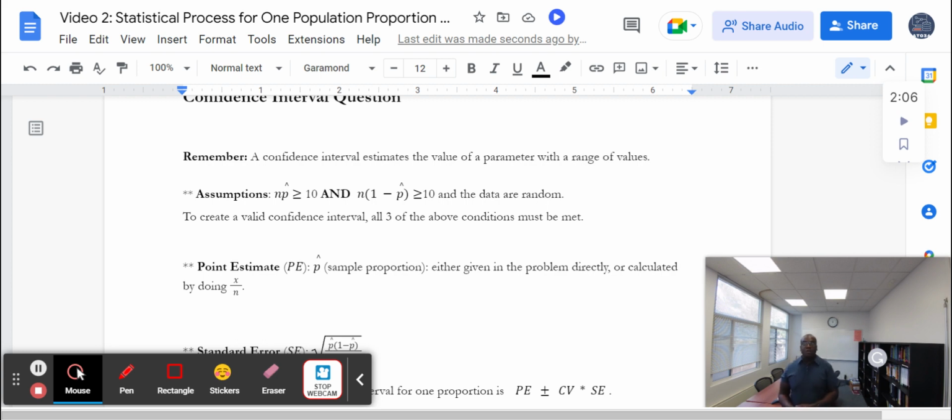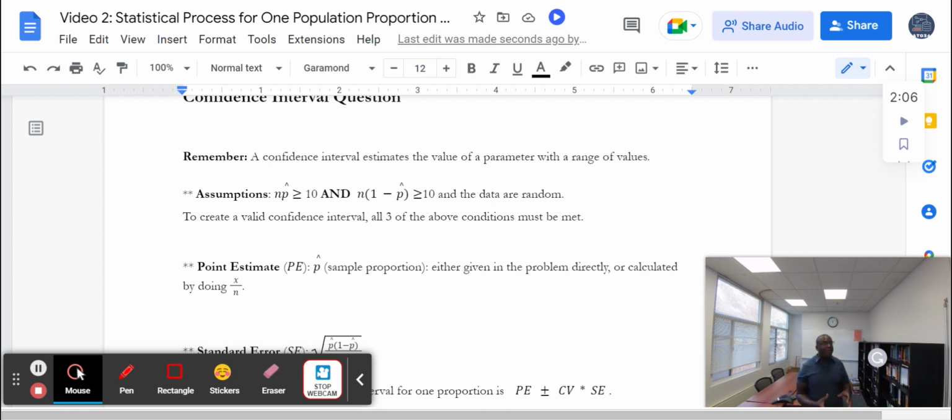Remember, in terms of assumptions, we know that n times p hat has to be greater than or equal to 10, and n times q hat, or n times 1 minus p hat, has to be greater than or equal to 10, and the data must be random. The data must be random. That's key. It's really important. In order for us to create a valid confidence interval, those three conditions have to be met.